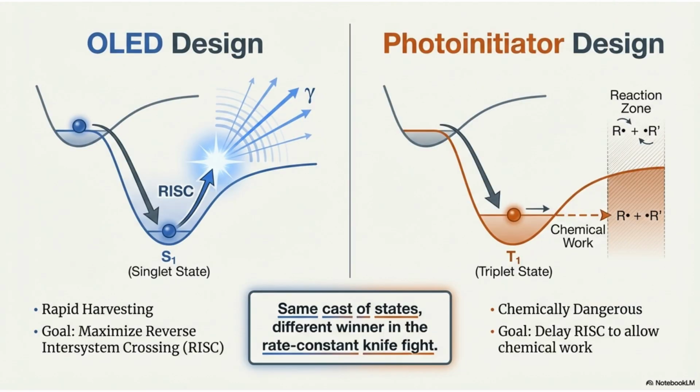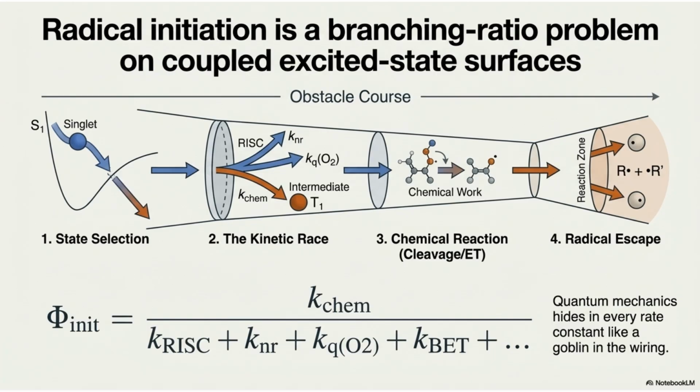In OLED design, the goal is rapid harvesting and maximizing reverse intersystem crossing, or RISC, from the triplet to the singlet state. In photoinitiator design, the goal is the opposite: to delay RISC, to allow time for chemical work and radical formation in the triplet state. Radical initiation is a branching ratio problem involving coupled excited state surfaces. The initiation quantum yield depends on the relative rates of chemical work versus other decay pathways, such as RISC.